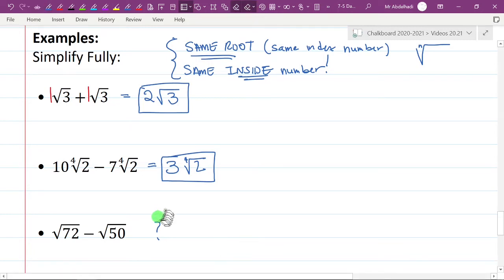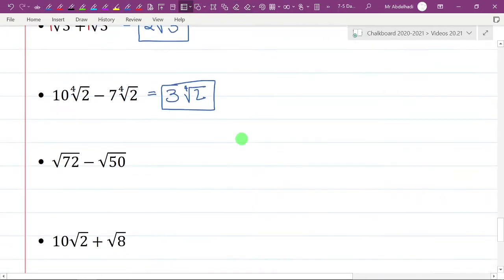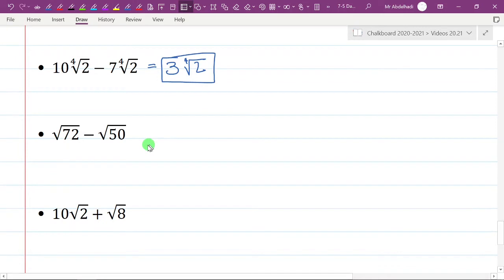You can only tell after you've simplified. So let's simplify the square root of 72 and the square root of 50, and then see if we can or cannot add them. But we can't tell by looking at them now, because right now it's a no. Right now they're not the same number inside, so we think we can't add them, or in this case subtract them. But no, you have to simplify these first.